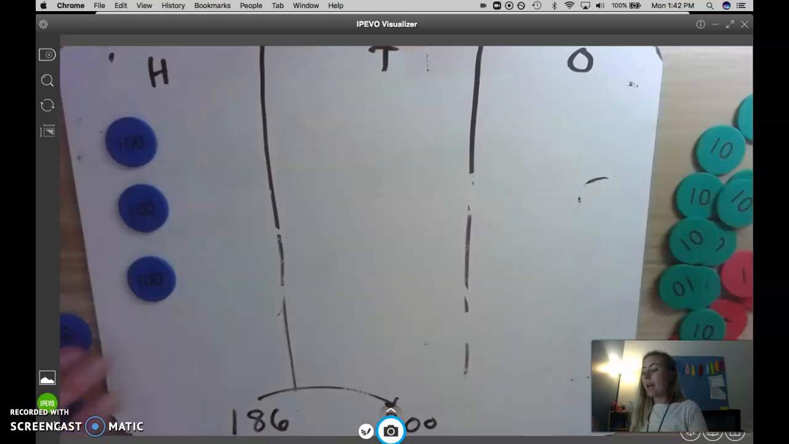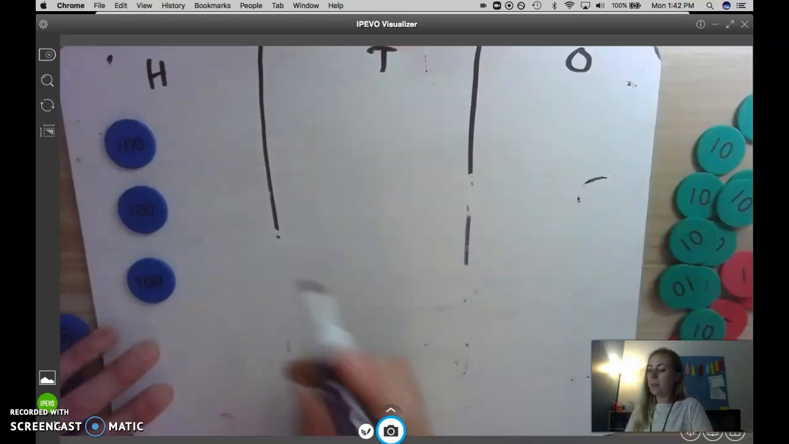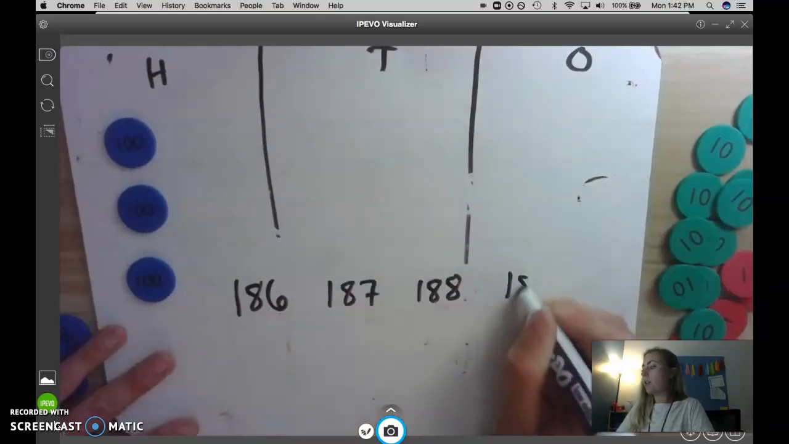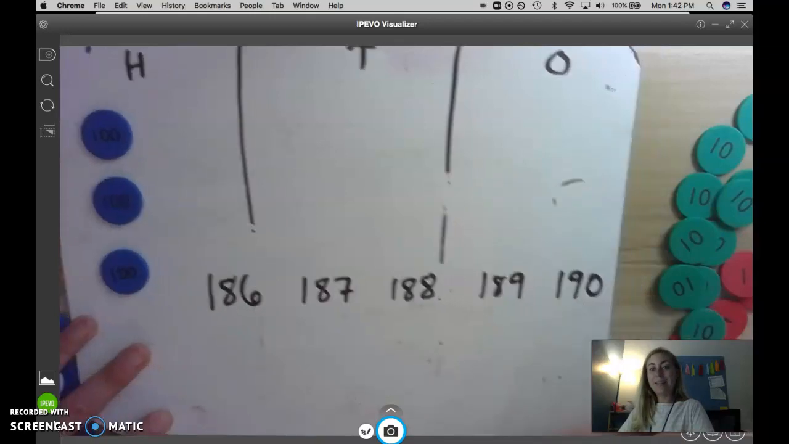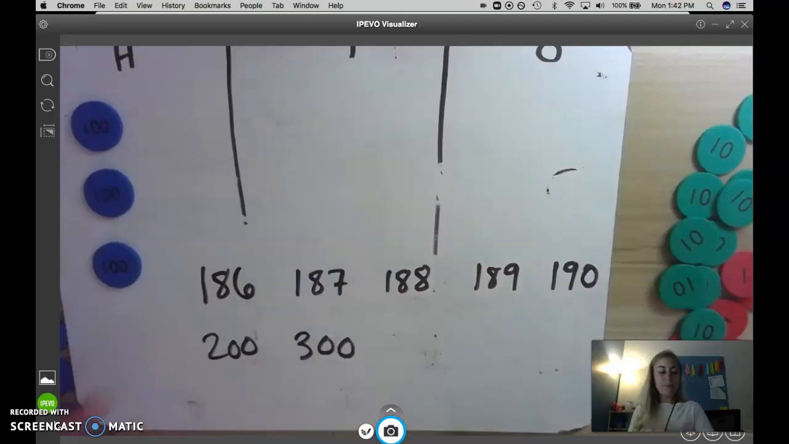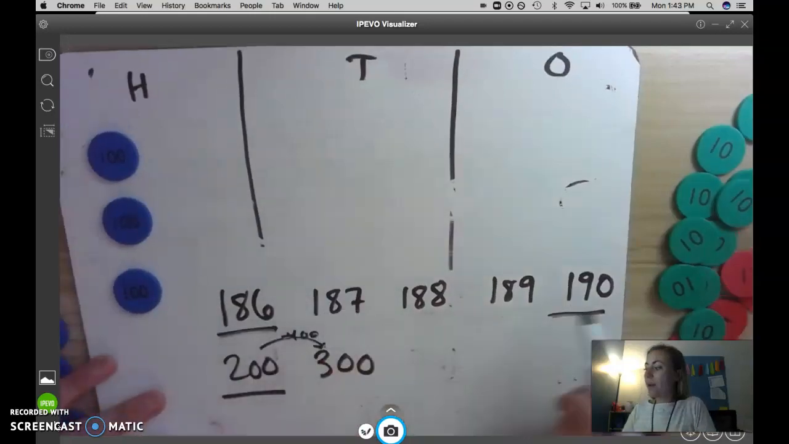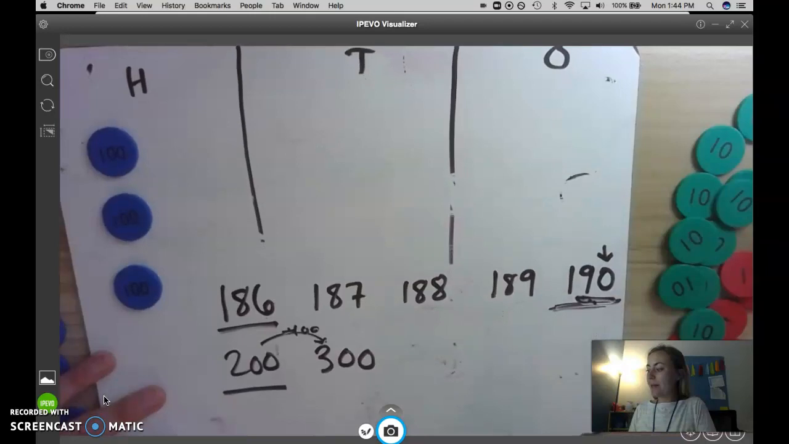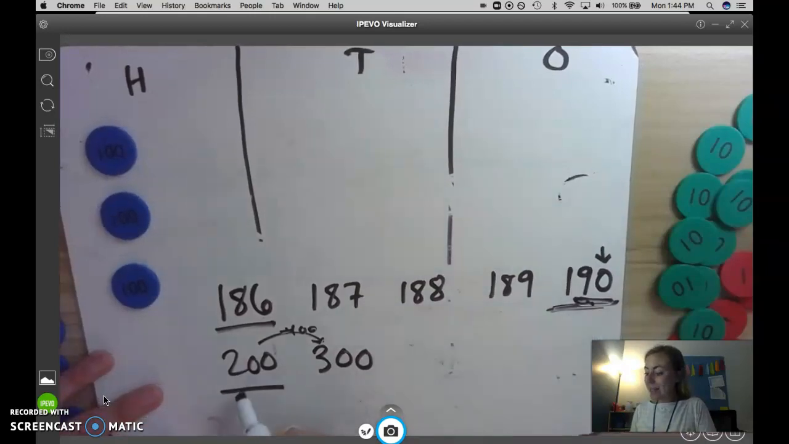So let's write exactly what we just did. We're at 186, 187, 188, 189, 190. Then we counted by tens to 200. Then we counted by hundreds to 300. If we look at these, I can see I counted by ones until I had a 0 in the ones place. That was my next 10. 9 tens was my next 10. Then I counted by tens until I had a 0 in the tens place. Then you would keep on counting by hundreds until you had a 0 in the hundreds place.